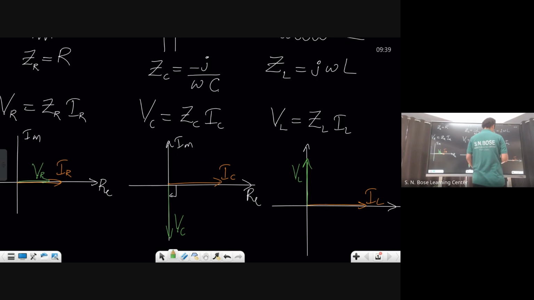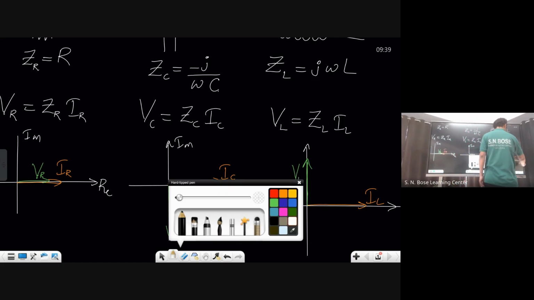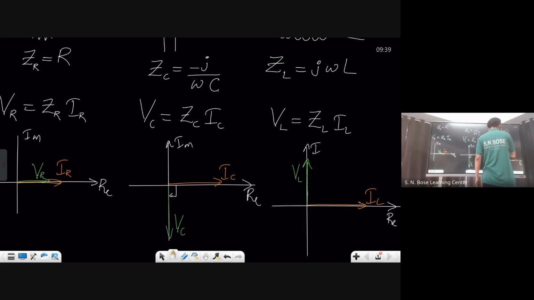Fine. That is okay, because J, am I right? If you have a real number and multiply it with J, it becomes a purely imaginary number. There is nothing like positive or negative imaginary number on the positive axis of the imaginary axis. Okay, fine. Real, imaginary. You got my logic?